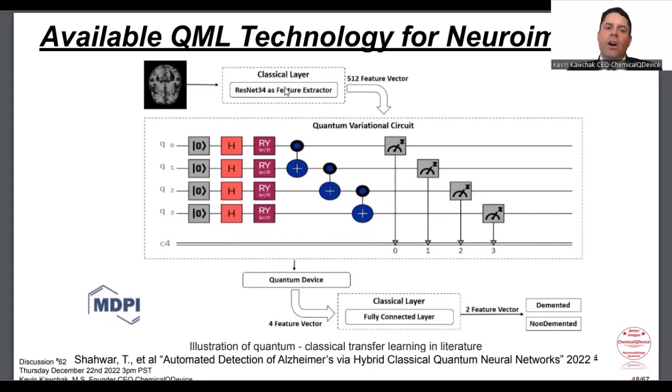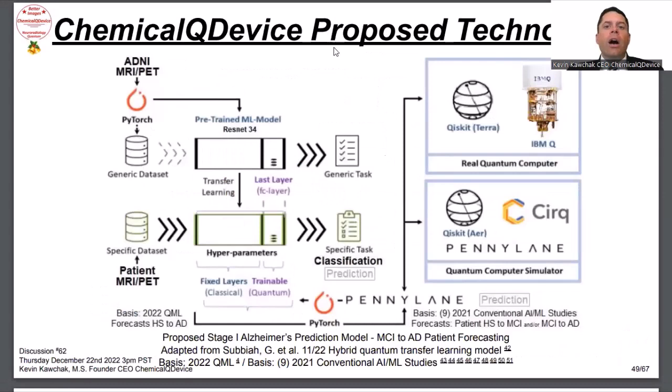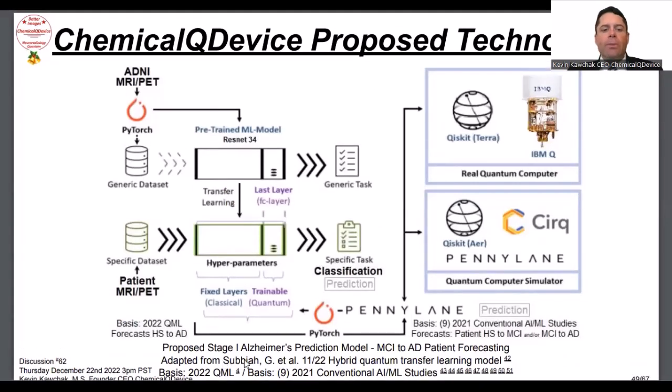Because some parts of the code are being run on a conventional computer, some parts are being run on a quantum one. Now, this is the proposed technology for chemical Q devices. Basically, this was adapted by Subaya et al. And so this top portion here is where you need to train classically.